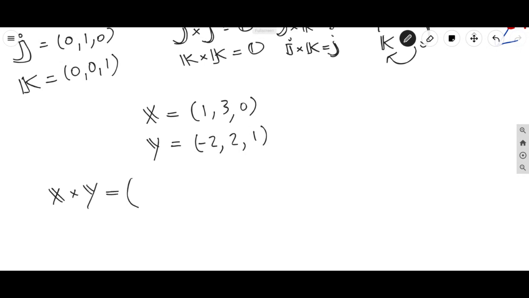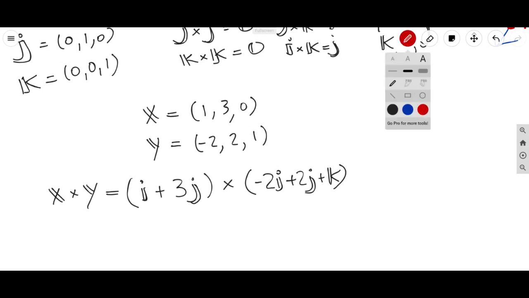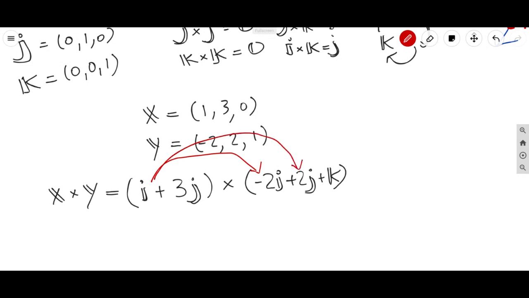The way you would do it is you would write x in terms of the basis vectors. So this would be i plus 3j, right? You write it in terms of the basis vectors, and you take a cross product with negative 2i plus 2j plus k. And the way you do this product is you just use the distributive law. You just distribute the cross product on each piece. So you just distribute these, and then you just distribute these.